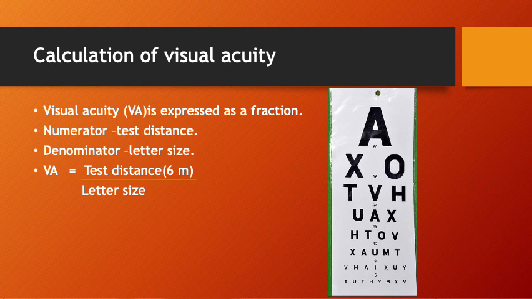How do we calculate this visual acuity? Visual acuity is expressed as a fraction. The numerator is the test distance and the denominator is the letter size. So this is the chart which we use in our setup. The numbers below the letters show the size of the letter. If a person is able to read the topmost letter, we say that the visual acuity is 6/60. And if a person is able to read the bottommost line, we say that the visual acuity is 6/6.